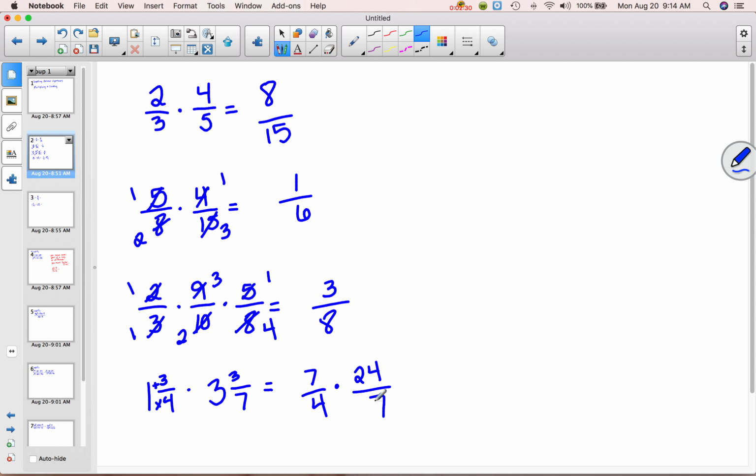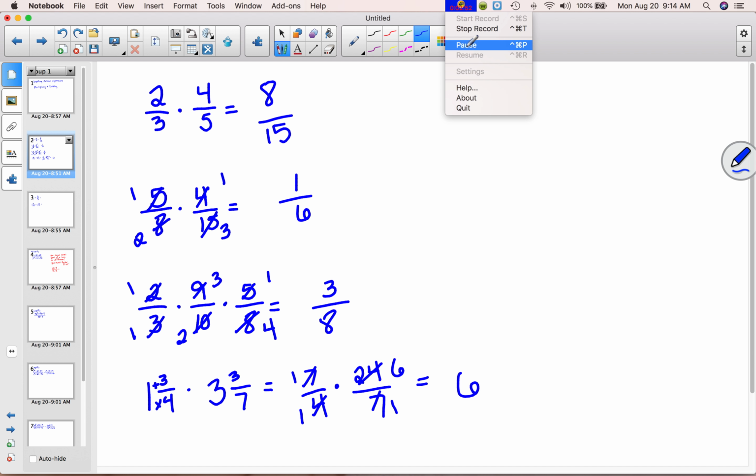Now you can simplify. So the 7 goes into 7 once, 4 goes into 4 once, 4 goes into 24 6 times, we get 6/1, and of course we would just write that as 6. Now this was just meant to serve as a reminder, not as a concept builder or anything like that, so see me if you need additional help on this topic.